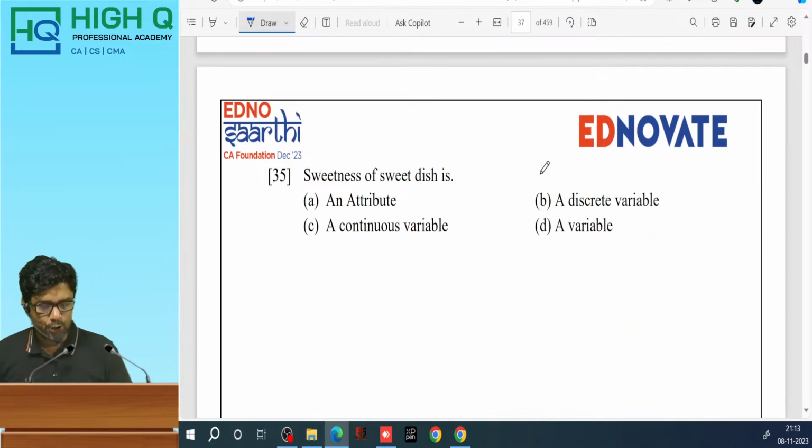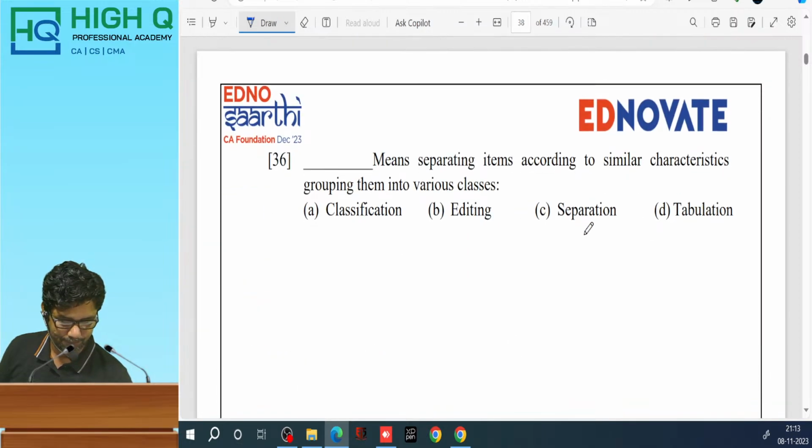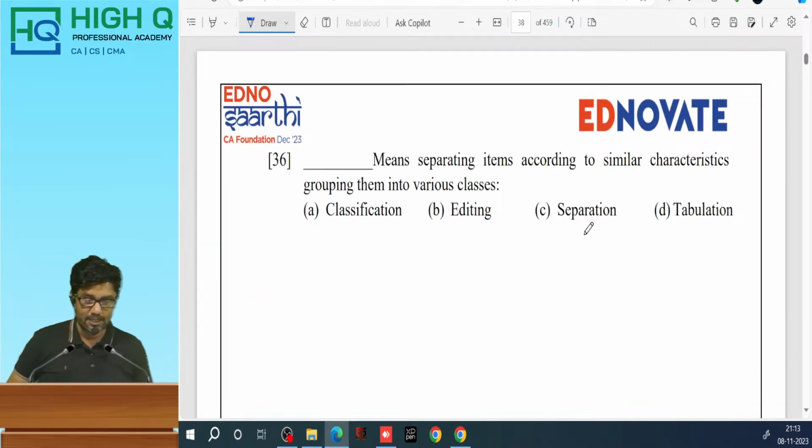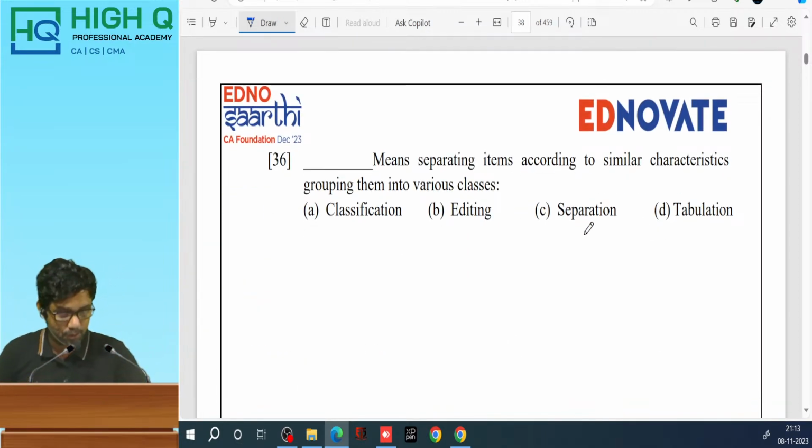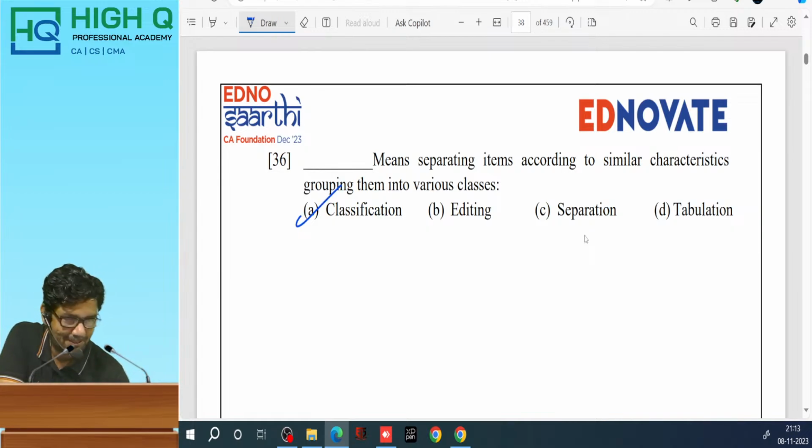Now, sweetness of a sweet dish. Attribute. Dash means separating items according to similar characteristics, grouping them into various classes. Of course, classification means it's separating the groups only, na? Classification.